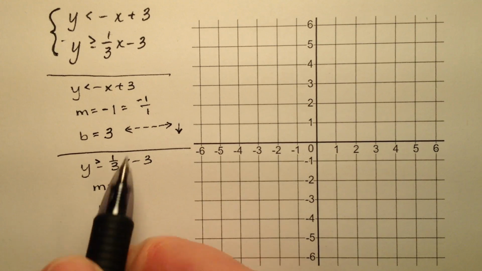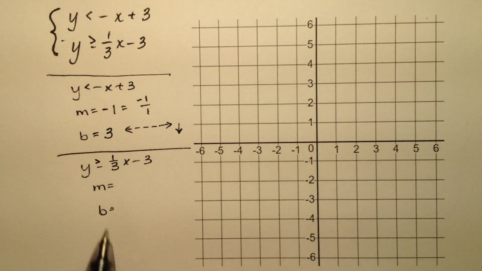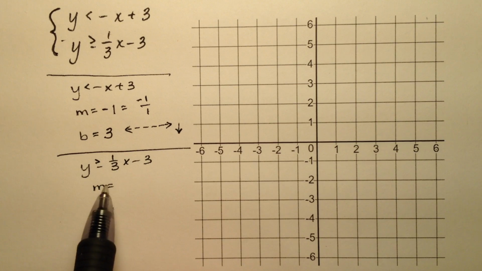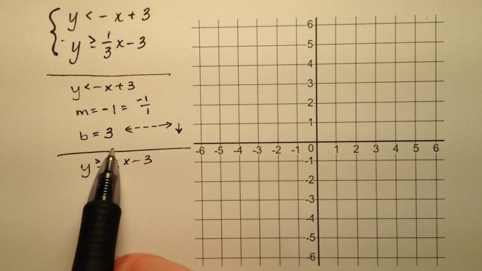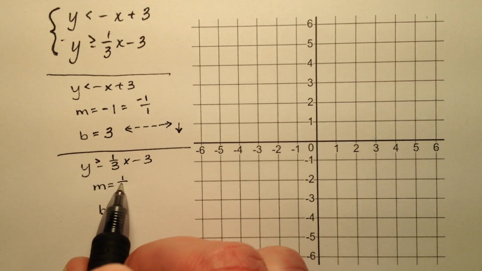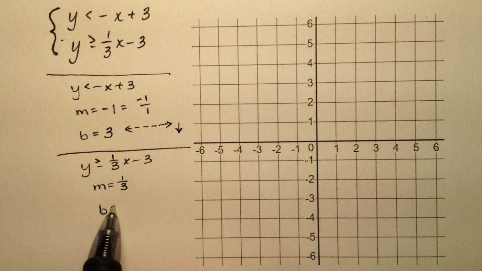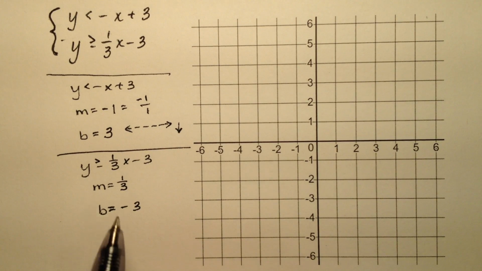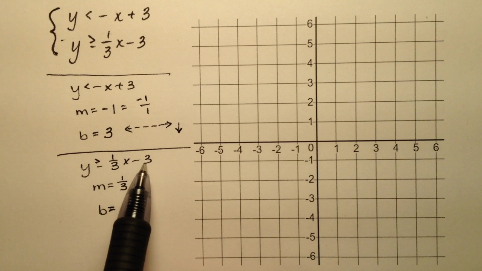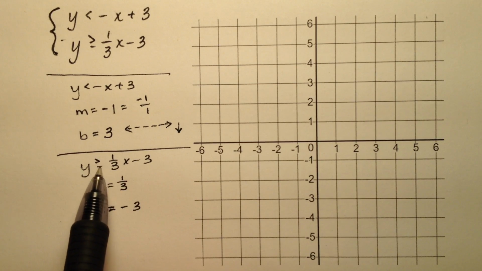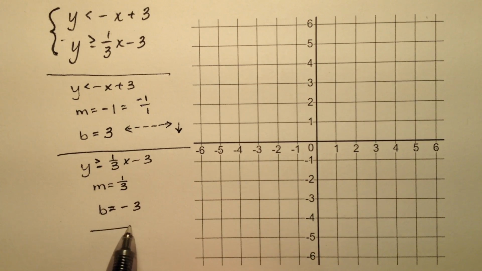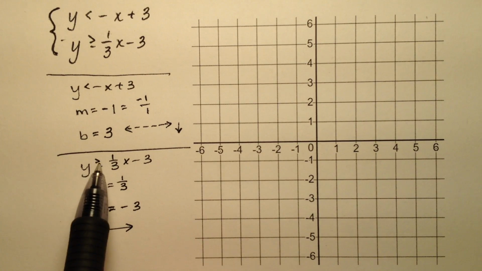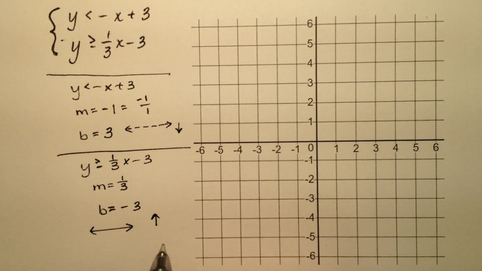So the first two things, we're going to grab the slope and the y-intercept. This inequality is in slope-intercept form already, so the slope is the coefficient of my x, so 1/3. And my b, or my y-intercept, is going to be -3. Is this line going to be solid or dashed? Well, it's greater than or equal to, so I know it's going to be a solid line. And since it's greater than, I know I'm going to shade above the line.